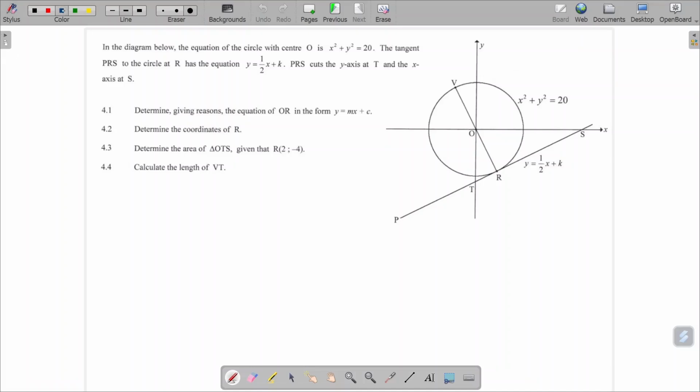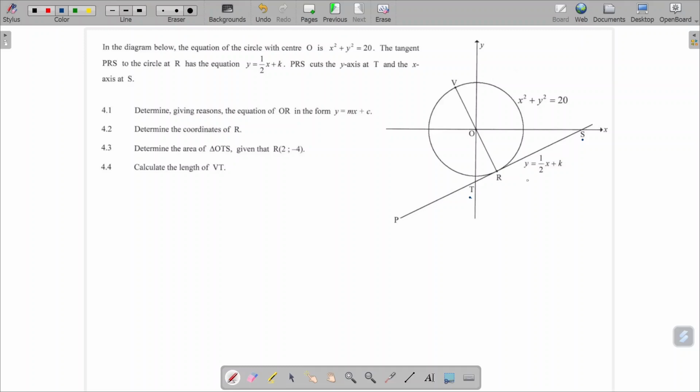We've got a circle centered at the origin, x squared plus y squared equals 20. They've made the circle quite straightforward. The tangent PRS has the equation y equals a half x plus k. We can see that PRS cuts the x-axis at T and at S. Determine, giving reasons, the equation of OR in the form y equals mx plus c.